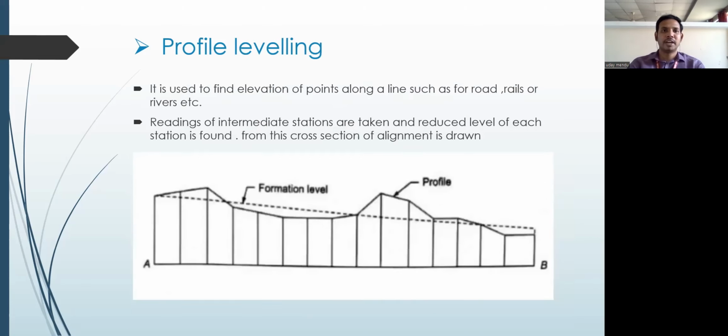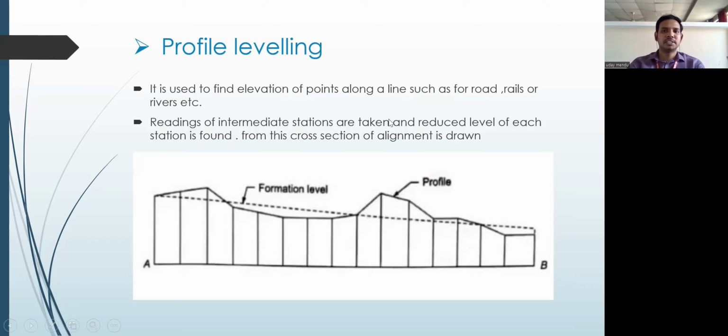And the next one is profile leveling. This type of leveling is mostly utilized for laying of roads and railway tracks, etc. So for laying of roads and railway tracks, you will be using leveling called profile leveling. Profile leveling is also called cross-sectional leveling. It is used for finding the elevation of points along a line, such as for a road, rails and rivers, etc.